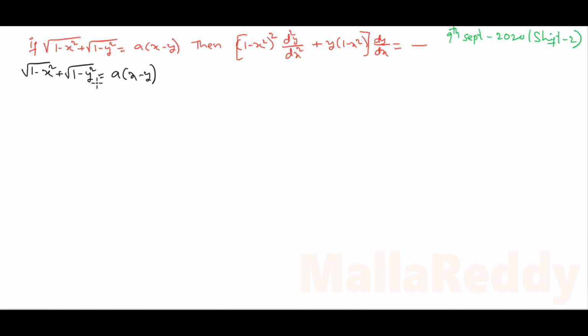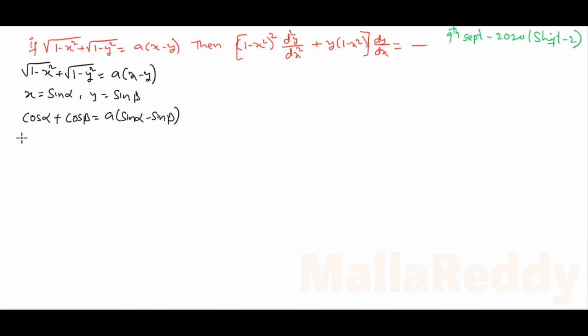First we find dy by dx from this given equation. Substitute x is equal to sine alpha and y is equal to sine beta in the given equation. Under root of 1 minus sine square alpha is cos alpha plus under root of 1 minus sine square beta, that is cos beta, that is equal to small a into sine alpha minus sine beta.